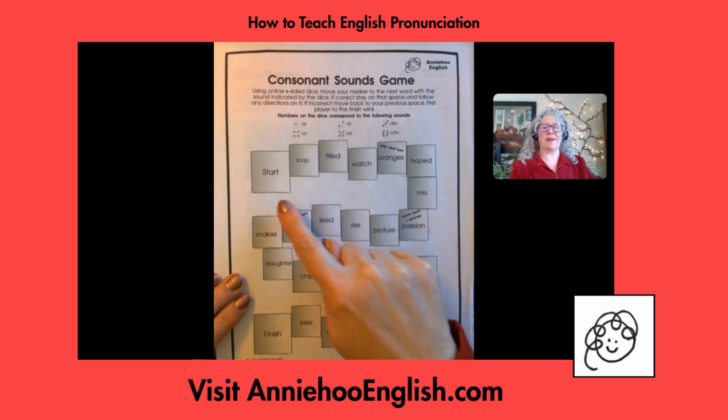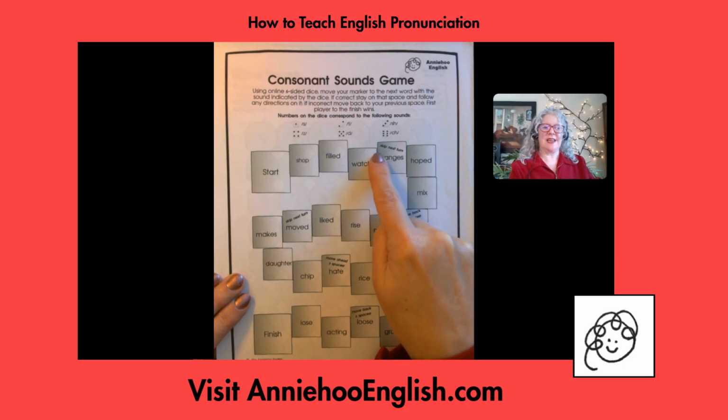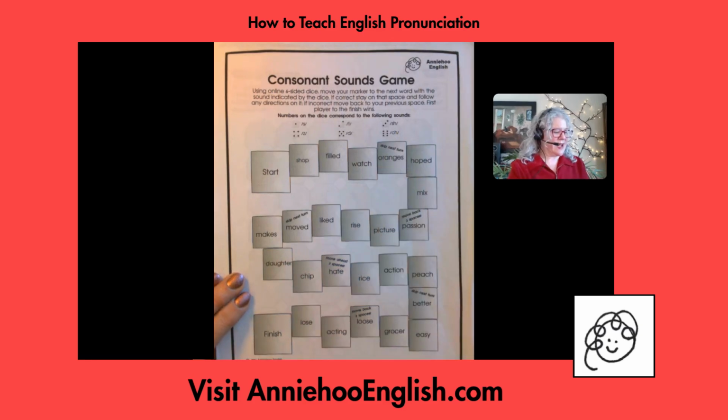So if they were here and they rolled a 4, they would go to oranges. Now, watch the little signs on here. I put in little things like skip next turn. So the next time it's their turn, they don't get to go. They skip and they miss a turn. And you go all the way down. The first player to the finish wins.